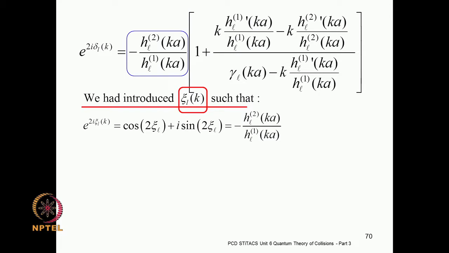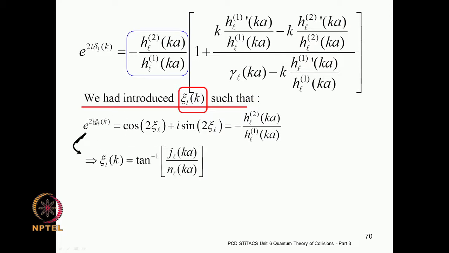Now, what we also do is introduce a function xi of k such that e to the 2i xi is given by this ratio, minus h2 over h1. h2 is the Hankel function of the second kind, and h1 is the Hankel function of the first kind. So the ratio of these two Hankel functions with a negative sign gives us this ratio. This ratio is then indicated in terms of this angle xi, and the phase shift is now separated into two factors, one of which is this exponential function of modulus 1.